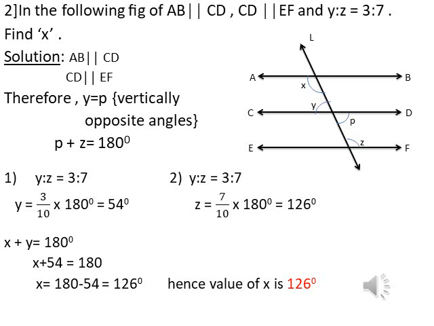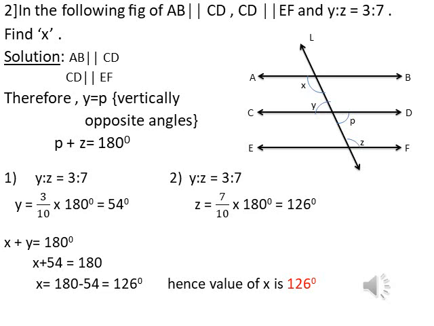Now what is given in this problem? Y is to Z is equal to 3 is to 7. That means Y is getting 3 parts and Z is getting 7 parts, and we want to find the value of X. So how will we conclude here? We know that Y is equal to P, because they are vertically opposite angles. And if we add P plus Z, we will get 180.